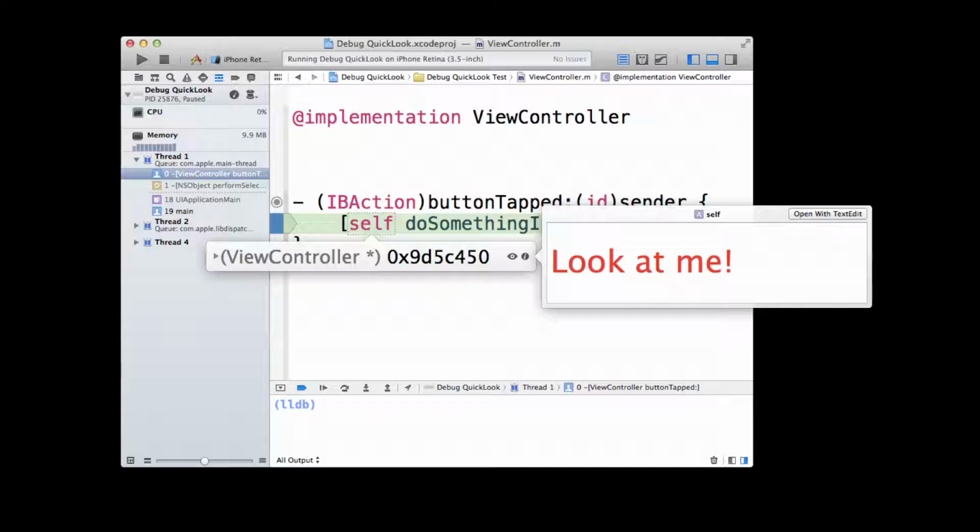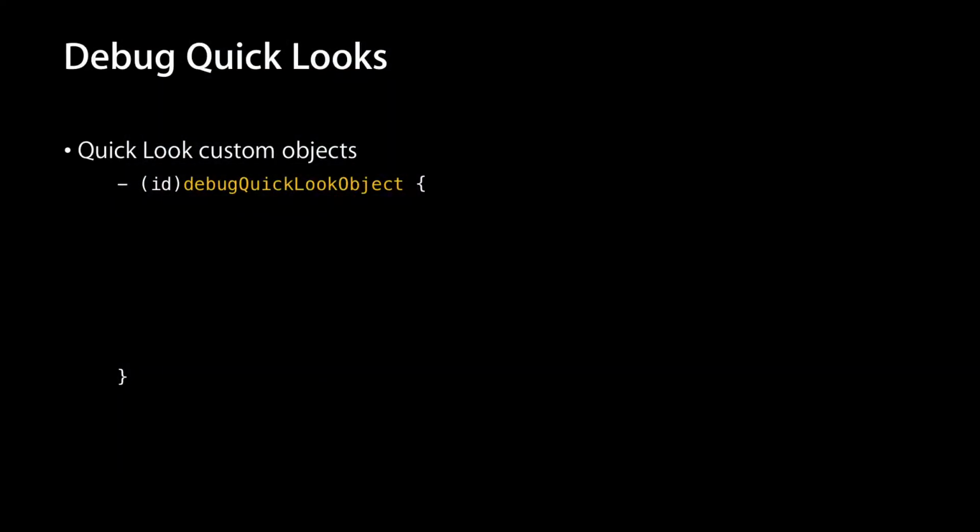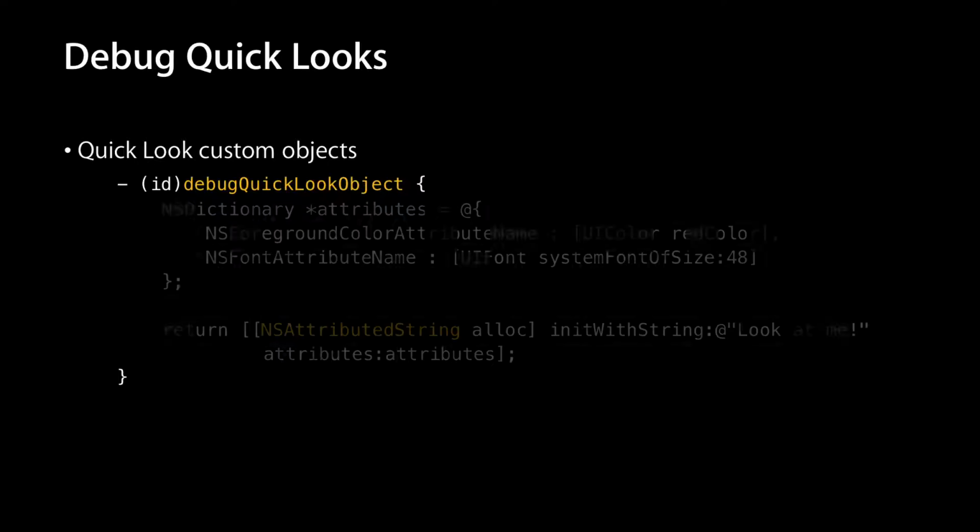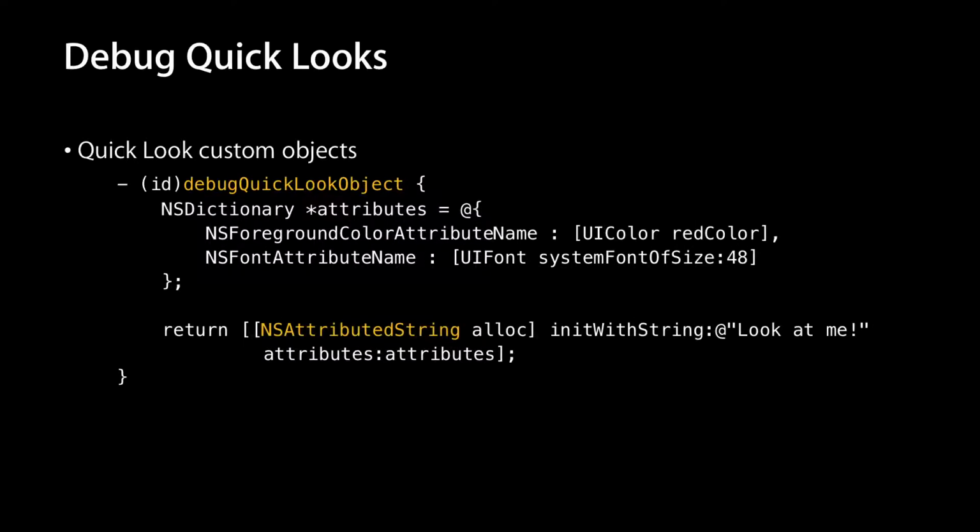Now here, I'm just using a very simple example, and if I show you the code for how this works, the way it works is you would implement a method on an object that you want to be quick lookable, and the Xcode debugger, excuse me, not GDB, the Xcode debugger LLDB will call into this method when we need to show a quick look for it. So in the example that I showed of that red look at me, all I'm building here is an NSAttributedString, right? I'm setting the foreground color to red, the font size to 48 so you can all read it, and I return that string and that's what's shown.